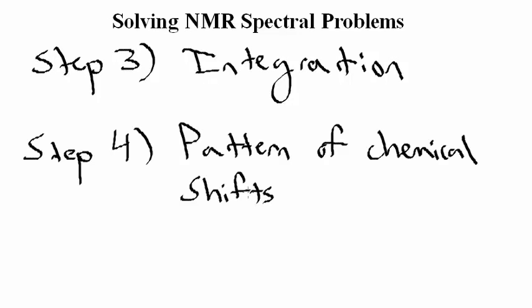Step four, look at the pattern of chemical shifts. So compare the signal chemical shifts with reference tables or correlation tables that you have to determine which functional groups may be present. Now keep in mind that these are broad ranges and the signals of each type may be shifted either farther upfield or downfield depending on the specific molecular structure.